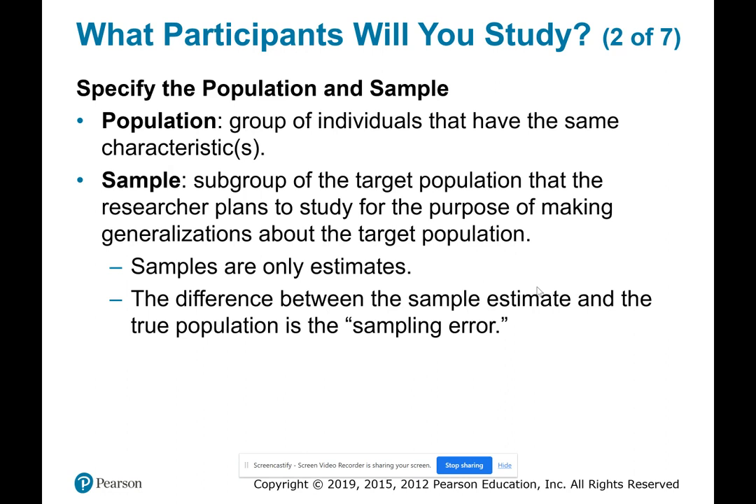So, think a population is a group of individuals who have the same characteristic. For example, teachers or administrators. A target population, also known as a sampling frame, is a group of individuals or a group of organizations that have a common characteristic that the researcher can identify and study. A sample is a subgroup of the target population that the researcher will study to make generalizations about the target population.